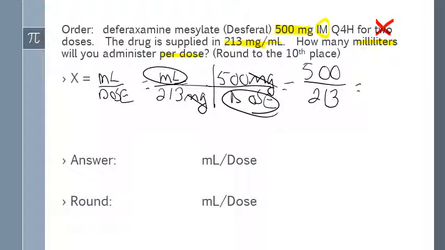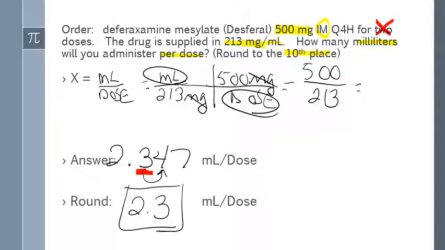Now, when you do the math on this one, what you end up with is 2.347. But remember, we have to round to the 10th place. This is the 10th placeholder, okay? So we have to look at this number right next to it. 5 and higher, round up. 4 and lower, round down. That would make our final answer 2.3.